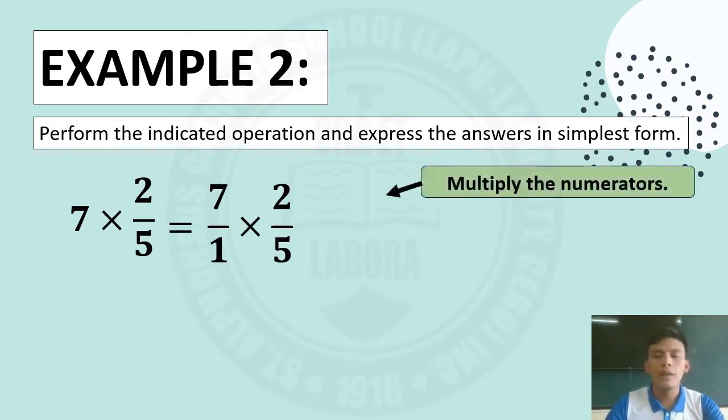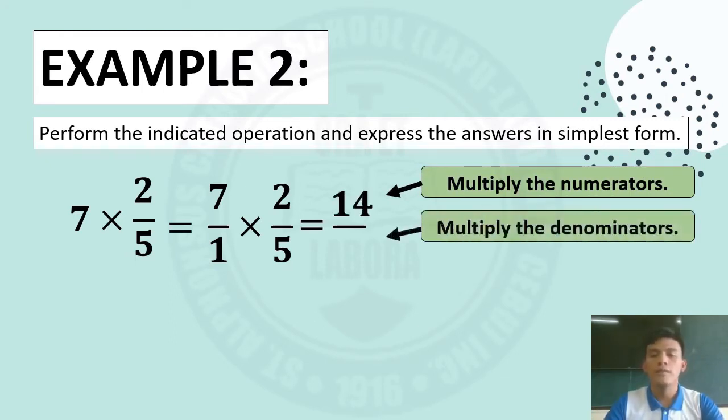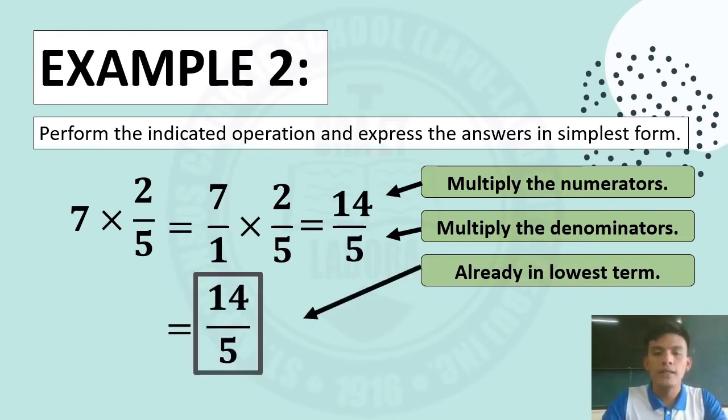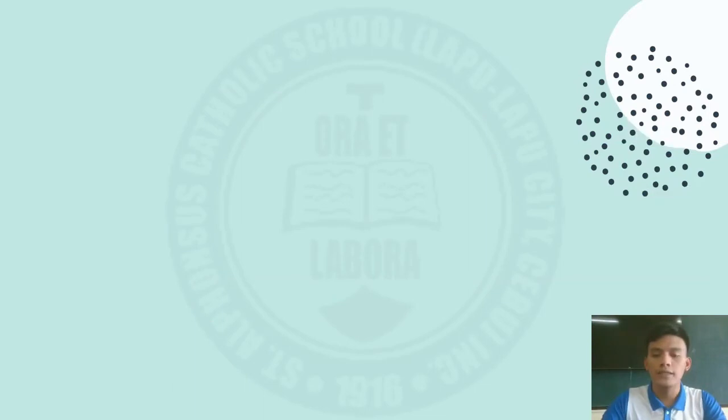Step 1. Multiply the numerators. 7 times 2 is 14. 1 times 5, you need to multiply the denominators, and that's 5. 14/5. To reduce that to lowest term, as you can see, 14/5 cannot be reduced to lowest term. And if that's so, that's your final answer.